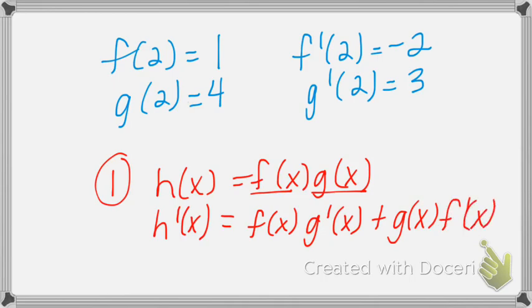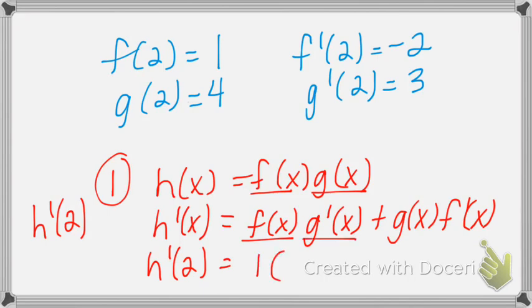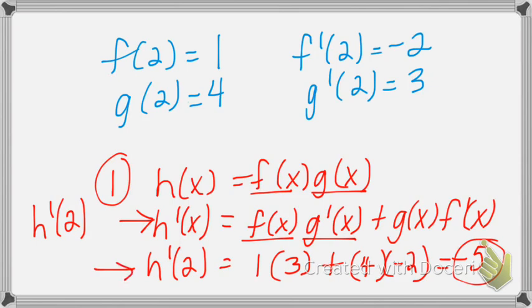Now, because 2 is the value that we're looking for, most likely it would ask you to figure out what h prime of 2 is. So after you find the derivative, you plug in the 2, and we would look at our numbers up here. So f of 2 is 1, g prime of 2 is 3, g of 2 is 4, f prime of 2 is negative 2, so we would have 3 plus negative 8, which is negative 5. So you start off by using your formula, and then you just plug in the numbers based on the numbers that's given to you.